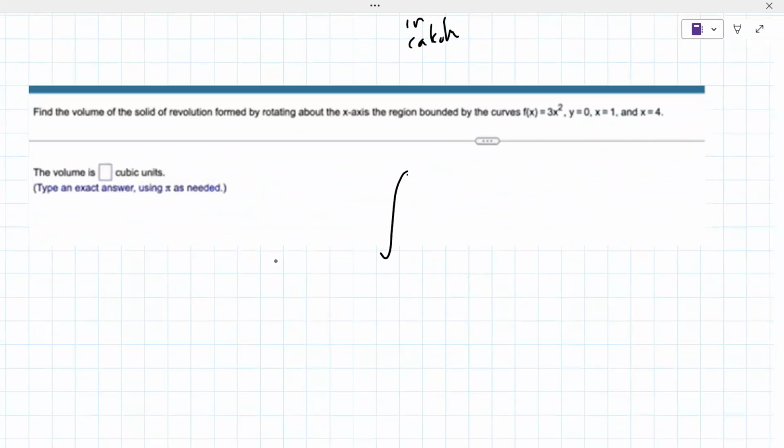but it's the integral from 1 to 4. That's the two x values. That's your a to b. And then it's pi, and then it's your function squared. And if you remember, you can actually square your function in the calculator. Like you don't have to worry about what this becomes. You can just let the calculator do the work for you.